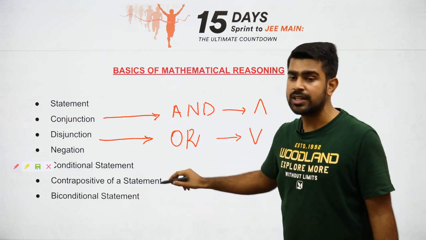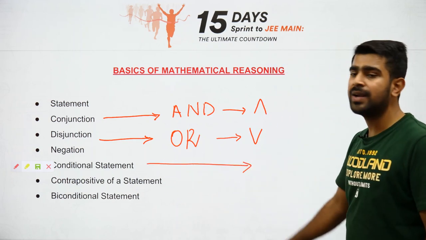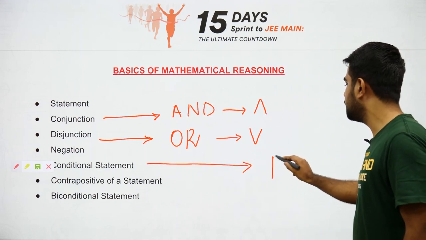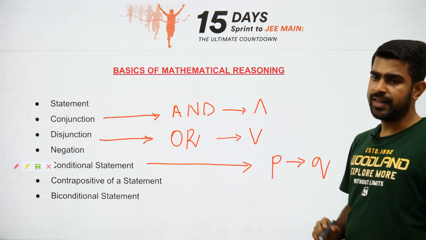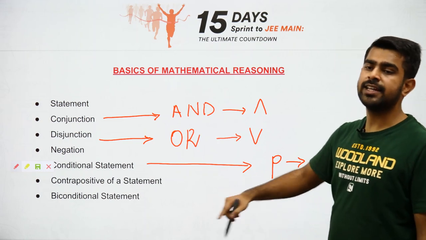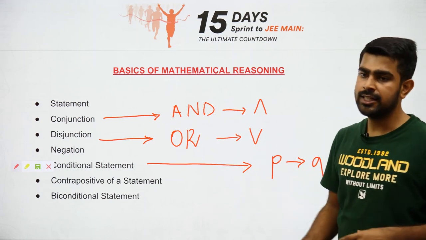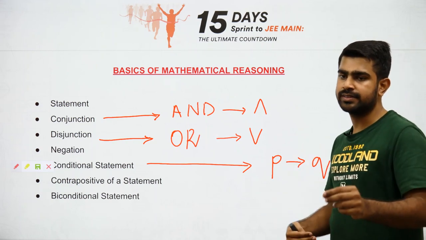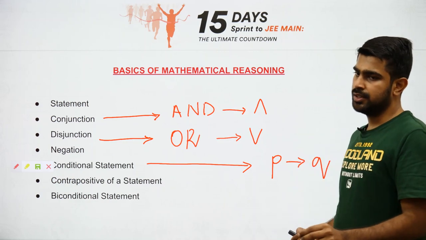Now, coming to conditional statement. What are conditional statements? Conditional statements are nothing but implies. So if I say P implies Q, what does that mean? That means if P occurs, then Q also occurs. If P happens, Q follows. So if P, then Q. That is called a conditional statement. If P, then Q.